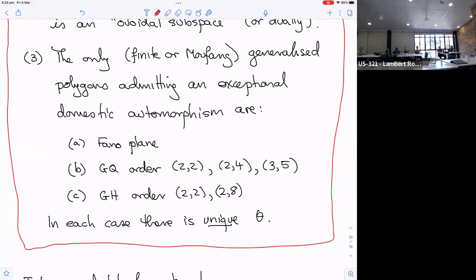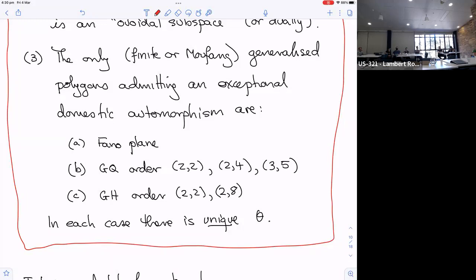Finally, for the exceptional ones, these exceptional domestic automorphisms, the ones that map points to opposites and lines to opposites but no chamber to an opposite, there are super few of those. They only occur for the Fano plane, which is exactly the example I just drew with the 8-cycle, and indeed it is unique up to conjugation. So there's that one that I drew.